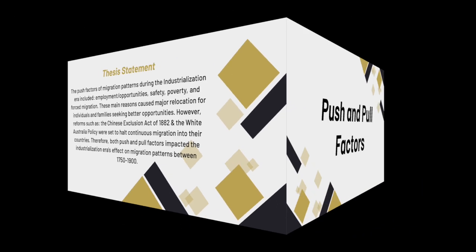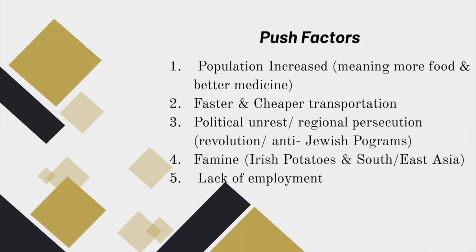Push and pull factors. Push factors could be described as anything that would make you want to leave your country. So if the population were to increase, there would be not enough food for everyone or not enough medicine. If transportation became cheaper, that also played a part in being a push factor, because then there wouldn't be enough transportation for everyone. That also has a result of the population increase. An example of political unrest would be a revolution.